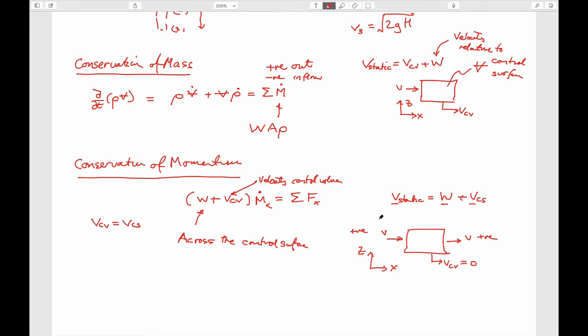But the mass flow rate in would be negative, and the mass flow rate here would be positive. So these are always the Cartesian coordinates. If it's static, of course, you can just neglect this term, and this is the velocities across the control surface, and you only have one term. But there's a difference. There's a sign convention involved in these. That's important.